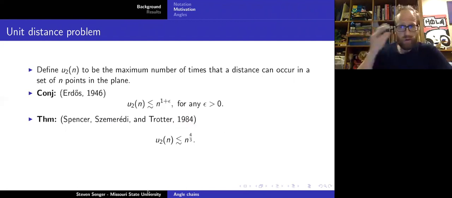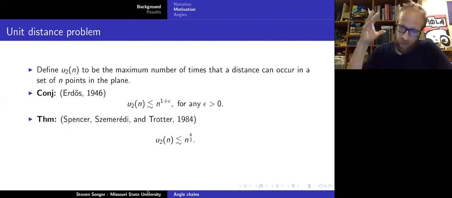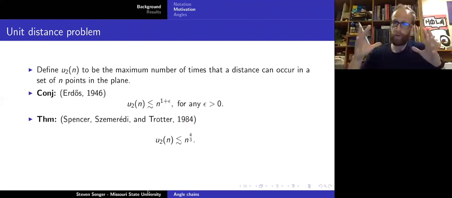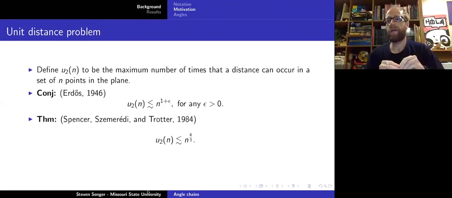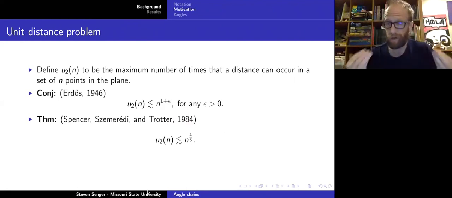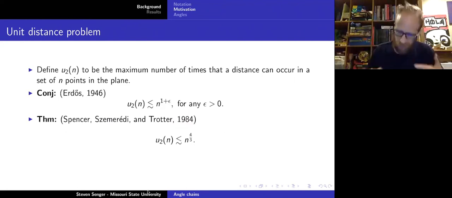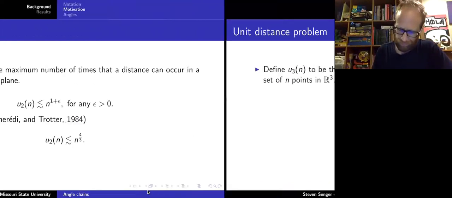So this is really the motivating problem. There are numerous variants of the problem, and I'll talk about a lot of those in the talk today. But everything in my mind comes back to I have a set of points somewhere, and I want to count how often does a particular configuration of those points occur. And one simple configuration is a distance measured between a pair of points.